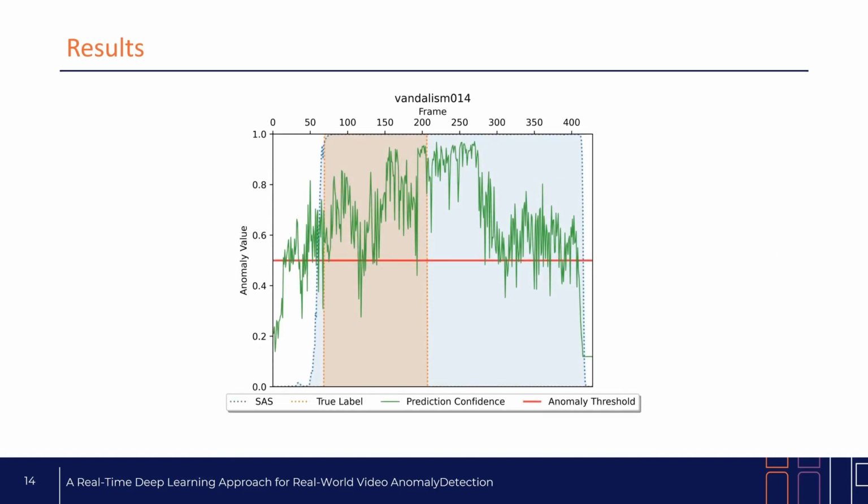In this slide are shown some qualitative results for our best model on testing videos. Orange frame windows indicate a region labeled as anomalous. Light blue regions show sigmoidal anomaly score values. The green line shows the classifier's confidence, and the red line shows the threshold above which the value of the score signals the video as anomalous.